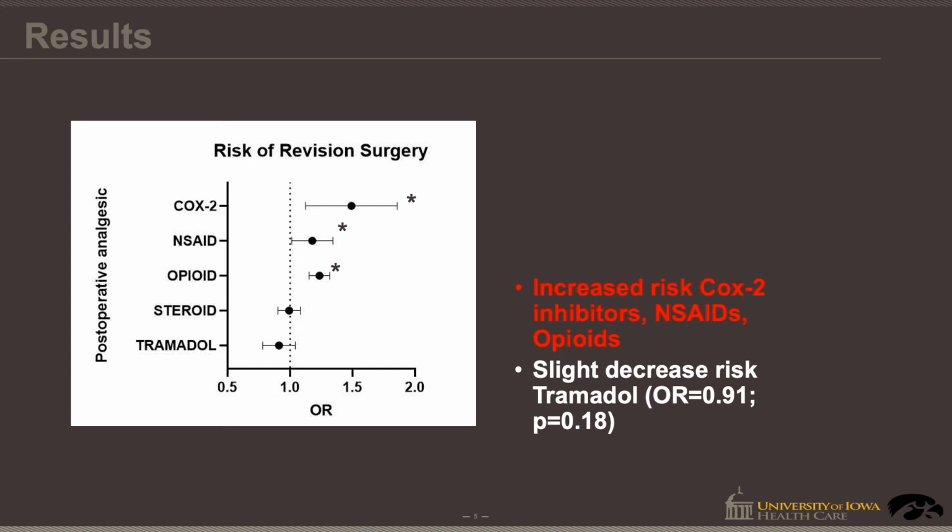Our multivariate regression models identified patients with new COX-2 inhibitor prescriptions to be at an increased risk for revision arthrodesis, similar to those with NSAID and opioid prescriptions. These were all statistically significant. Those with new tramadol prescriptions were at a slight decreased risk, however not statistically significant, with an odds ratio of 0.91 and a p-value of 0.18.